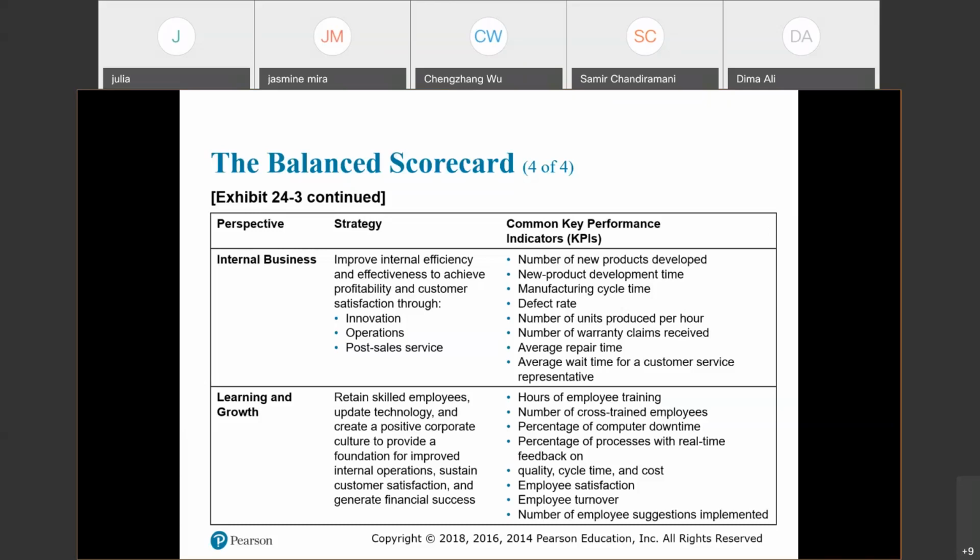The answer to this question incorporates three factors: innovation, operations, and post-sale services. All these three factors would critically affect customer satisfaction, which will finally affect the company's financial success. Satisfying customers only once doesn't guarantee future success, which is why the first important factor of the internal business perspective is innovation.